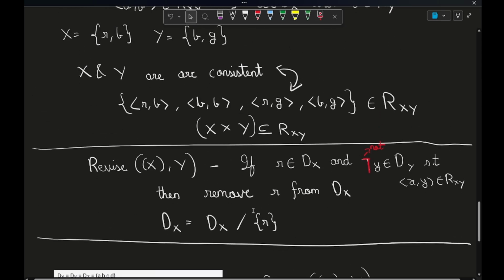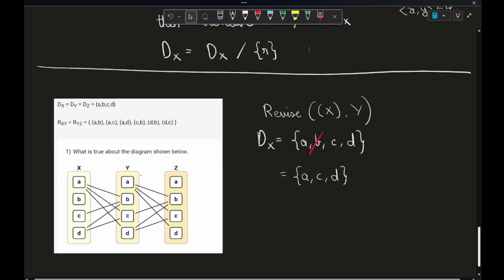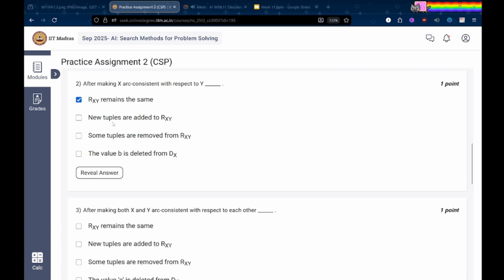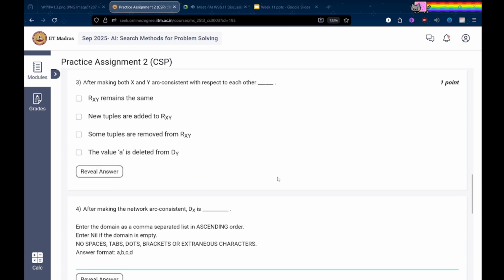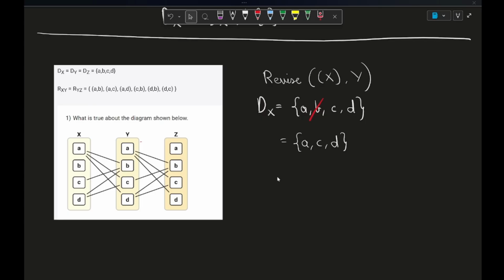And here too, we are only removing the thing from the domain itself. We are never even touching RXY. So it should never change. New tuples are added to RXY, again it is never changed. Some tuples are removed from RXY, it is never changed. The value B is deleted from DX. These two. Okay. After making both X and Y consistent with respect to each other.